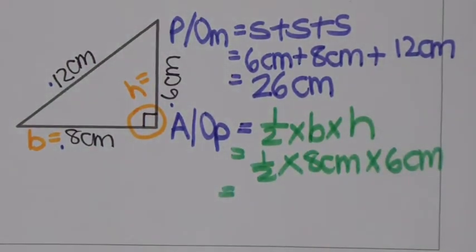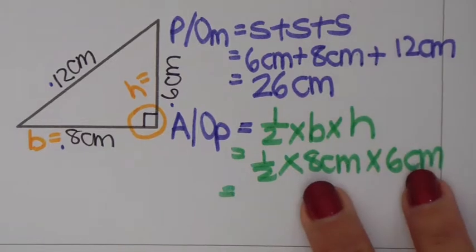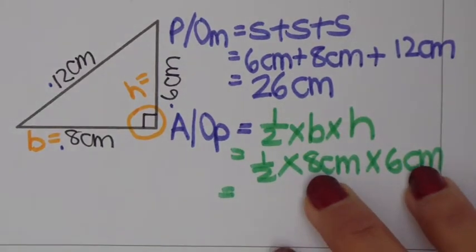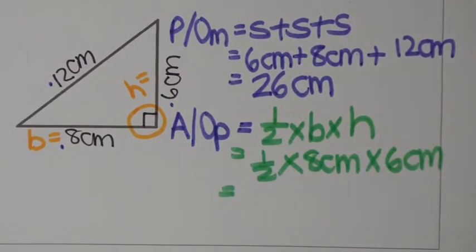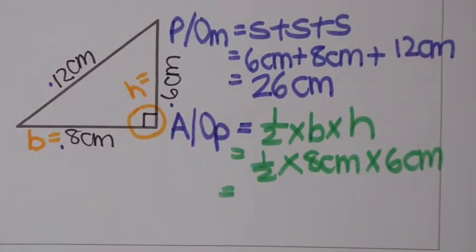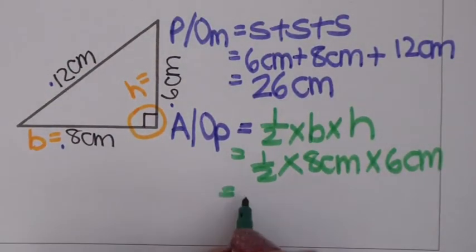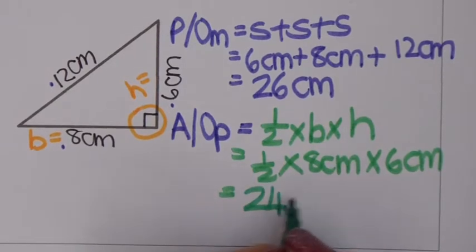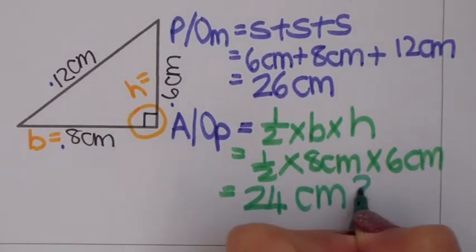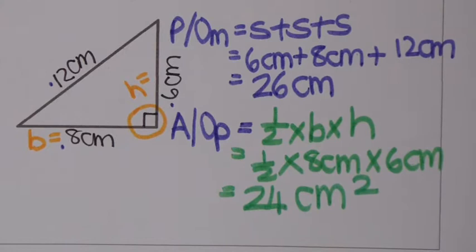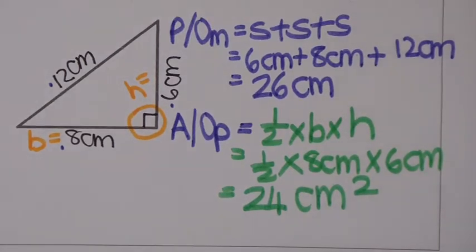Right, wat doen ons? Ons maal eers die laaste twee. We first times the last two. Guys, 8 times 6, what is that again? 48. 8 maal 6 is 48. Maal 'n half, so I must halve it. Ek moet dit nou halveer. Die helfte van 48 is 24. That is 24 centimeters squared. 24 vierkante centimeter.